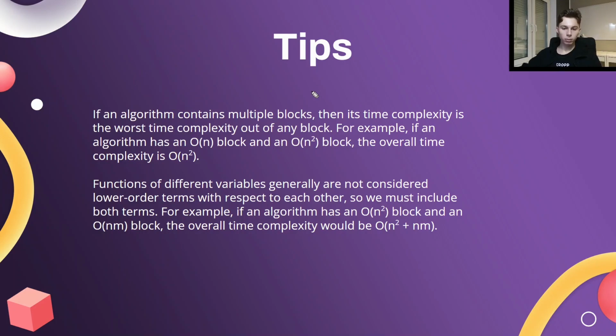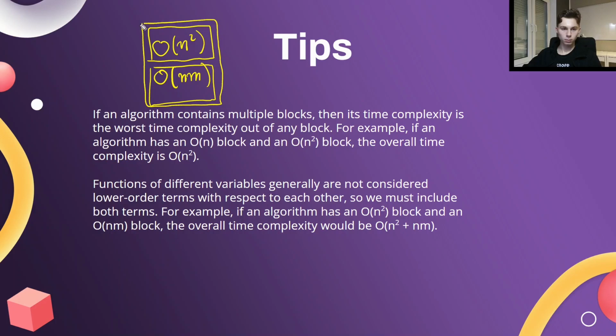Functions of different variables generally are not considered lower order terms with respect to each other, so we must include both terms. For example, if an algorithm has an O of n squared block and an O of n times m block, the overall time complexity would be O of n squared plus nm.